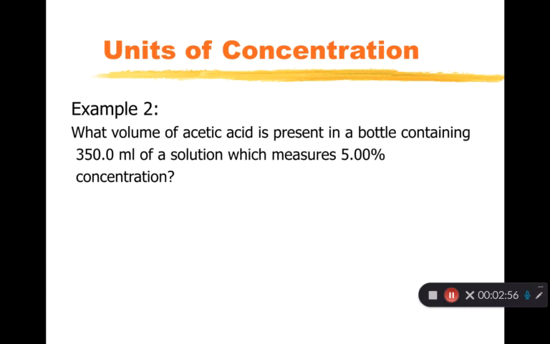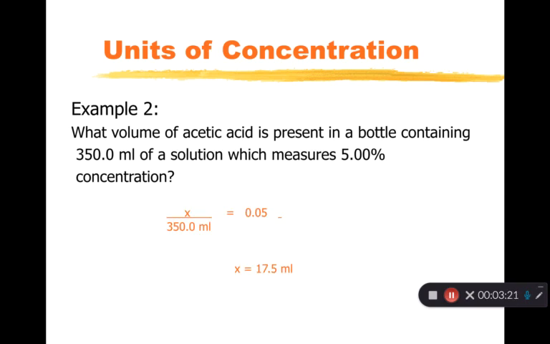Example 2 says what volume of acetic acid, and acetic acid is found in vinegar in very small amounts. It's a very weak acid that smells bad. So what volume of acetic acid is present in a bottle containing 350 mils of a solution, meaning acetic acid and water, and it's 5% concentration, and that's typical for vinegar. It's about 5% acetic acid.